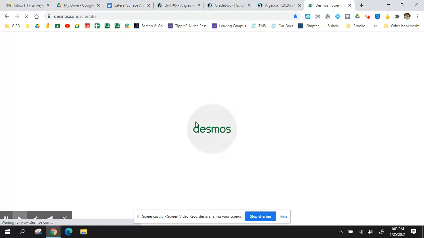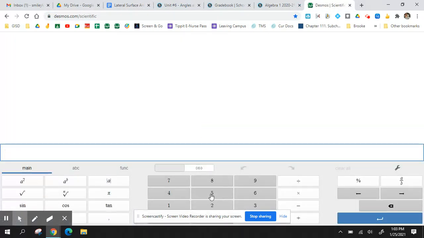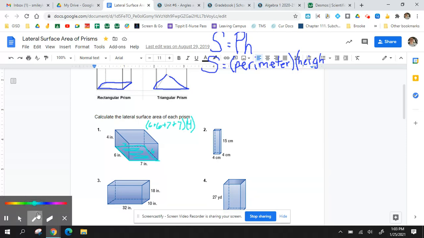Okay, let me go to Desmos, and we can multiply that together. So there, you can put it in parentheses. You can do the addition first. But 6 plus 6 plus 7 plus 7, and I'm going to multiply by 4. And I get 104 as my surface area. It's that simple. Okay, because 4 was my height of my prism.